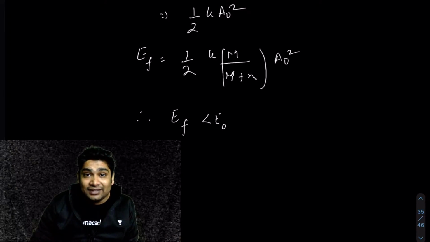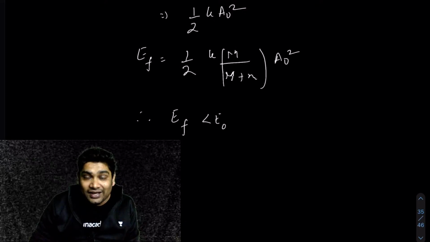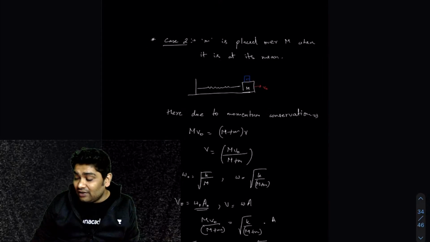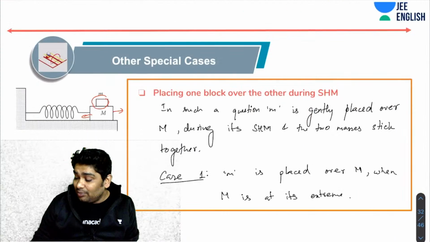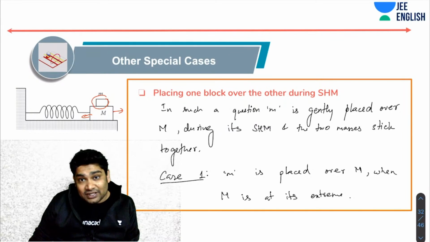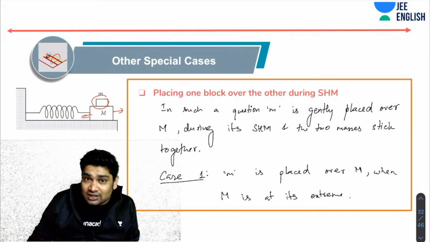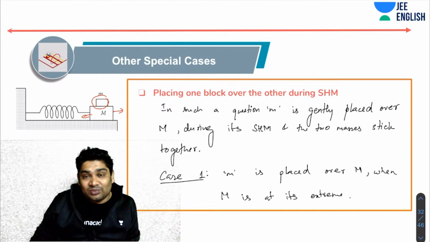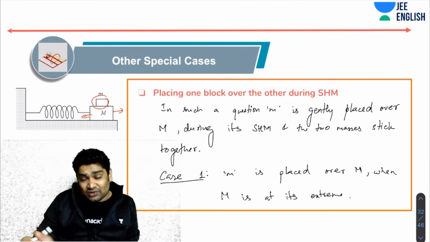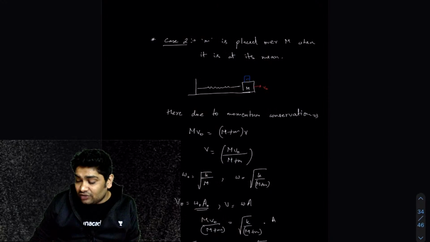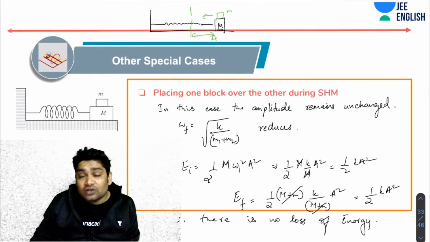So where is the energy going? Where did this energy go? So you realize the difference I notice is that when I placed the block at its extreme, then the total energy remains the same. The amplitude remains the same. The omega changes, but so does the total mass of the system. So because of that, the term m omega square remains the same. Correct. Here there is no loss of energy, and here there is loss of energy.